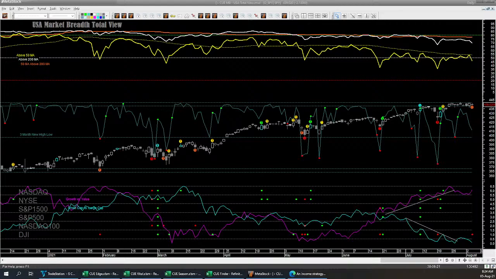So we have some weakness in the market when we look at the market breadth, specifically from the yellow line coming down, white line coming down, but not enough weakness in terms of distribution count or Hindenburg to fear a sharp and sudden drop in the market.